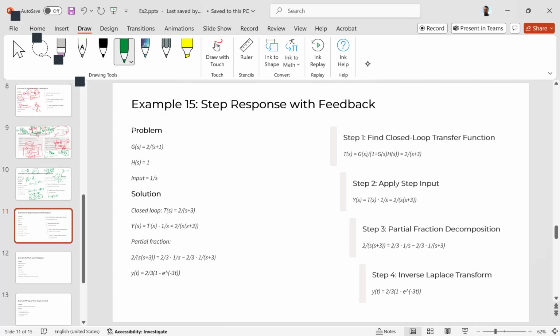It was forward pass over 1 plus GH, forward pass times feedback pass. Our forward pass is 2 over S plus 1. Our feedback is unity, and our input is 1 over S. So our output becomes our input times 2 over S plus 1, over 1 plus 2 over S plus 1 times GH. Are we good?